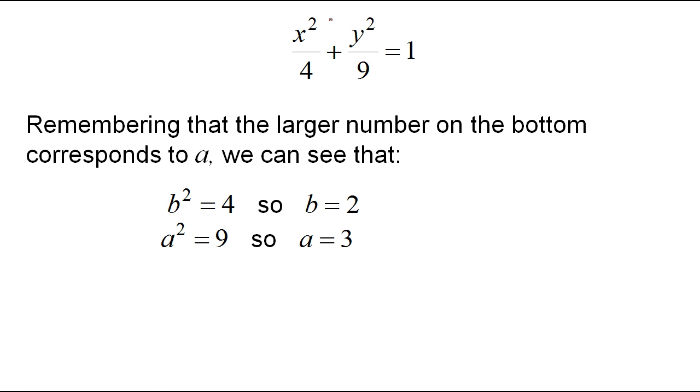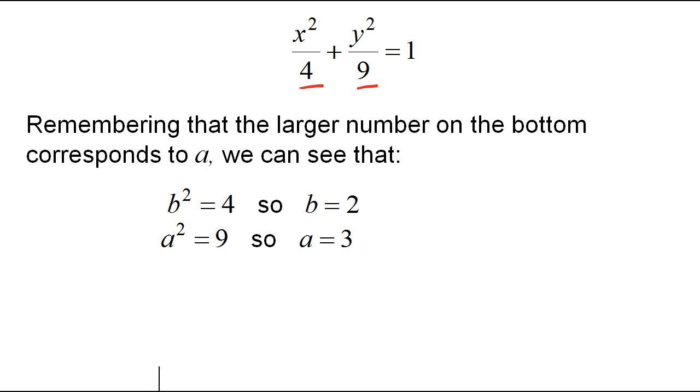Okay, let's look at this equation. Since there is no h and k, this one must be centered at the origin. Now, I've got two numbers here. B squared is what we consider the smaller number, and A squared is the larger number. And then that makes B 2 and A is 3.